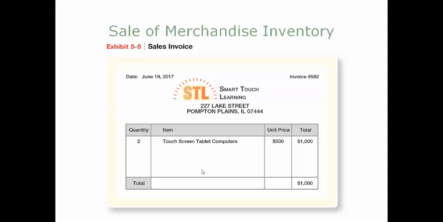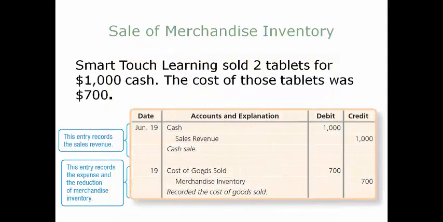So they know that that's a sale, and we're going to take them out of inventory at the value that we paid for them. So what we have is a cash sale of 1,000, and we have sales revenue as a credit for 1,000, and then we have a debit for cost of goods sold of 700 and a credit for merchandise inventory.